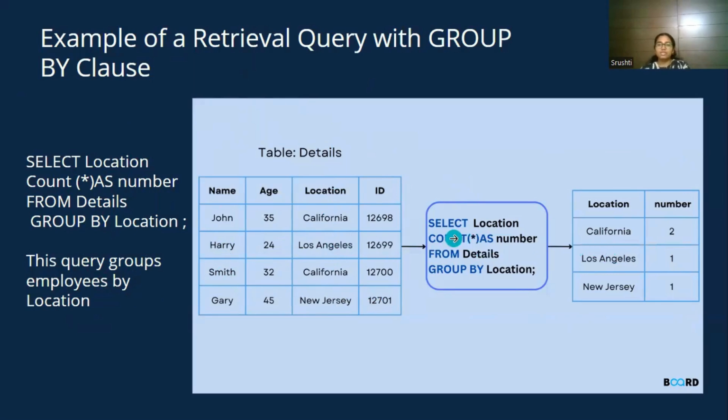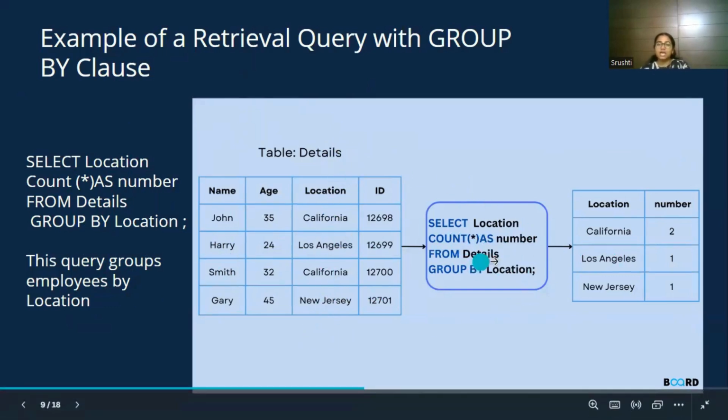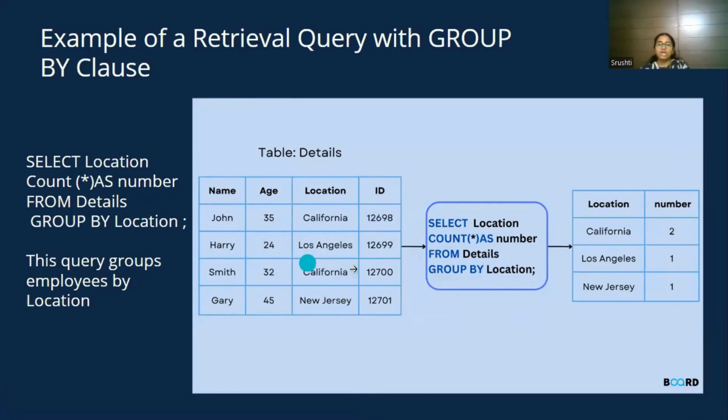For example, select location, count star as number. It will select the column location and count star as number. It will count how many rows have the same location. For example, California has two locations. So the output given will be California and the number will be 2. And Los Angeles is 1, so it is 1. And New Jersey is 1, so the number is 1.